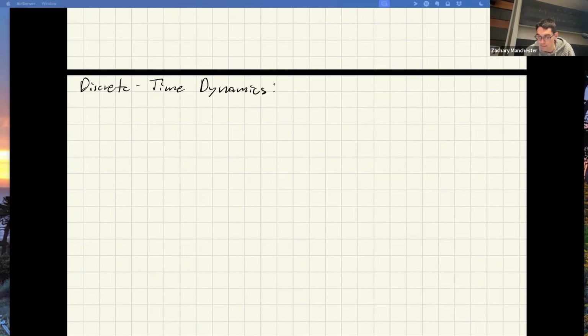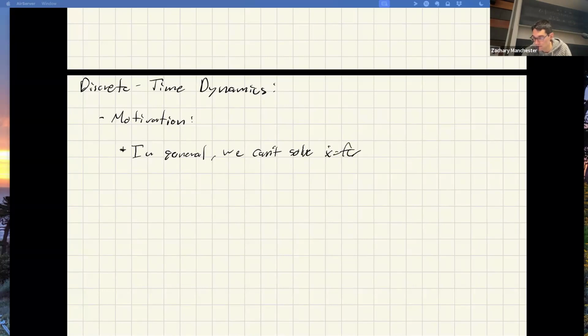Just as a quick motivational thing, in general we can't solve x dot equals f of x for x of t for nonlinear equations. Nonlinear dynamics, we can't do it. We pretty much only know how to do this for linear systems and a handful of very, very simple nonlinear systems. Incidentally, the pendulum is one of those systems.